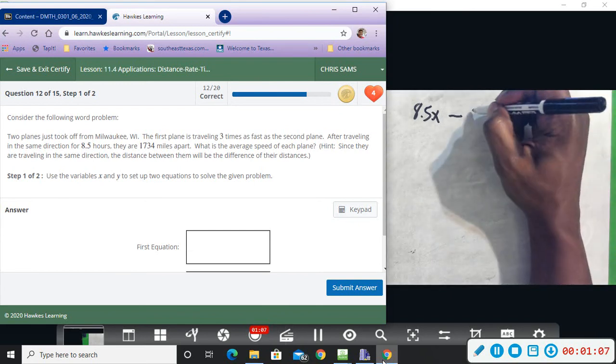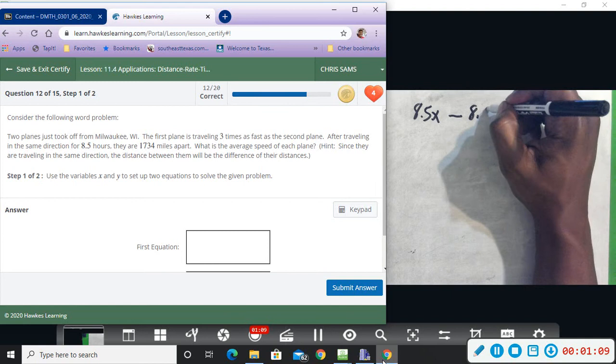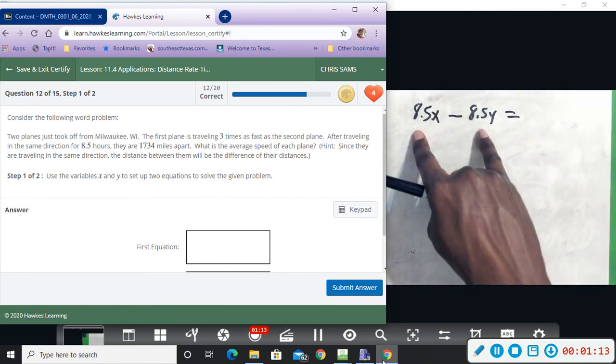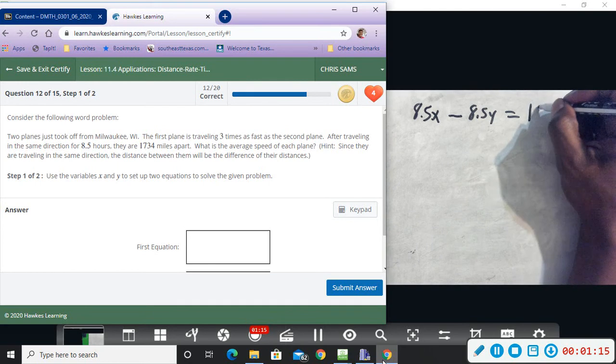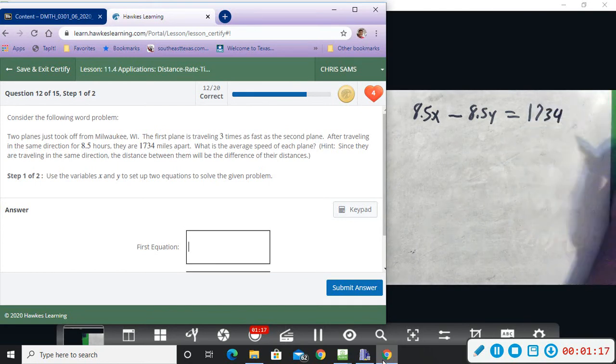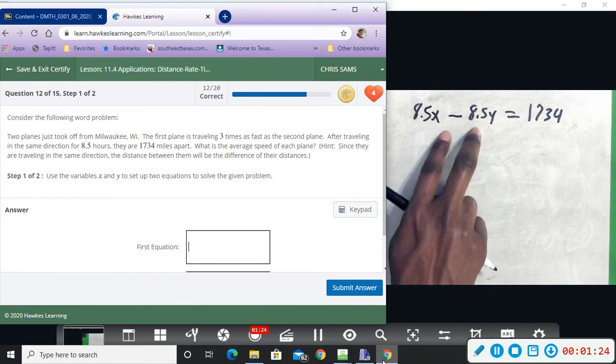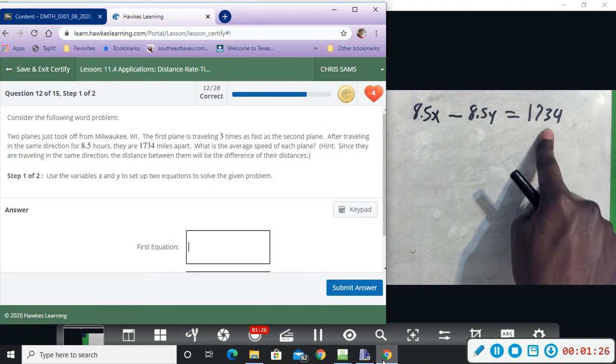It's going to be 8.5y, and the difference in their distance will be that 1,734 miles. Okay, so same direction after 8.5 hours. If you measure the distance between them, you subtract their distances, you get this.